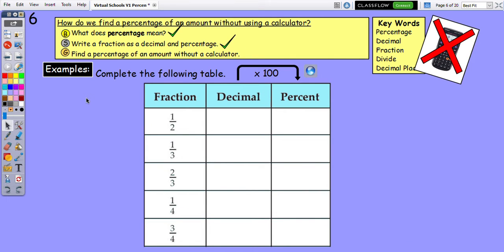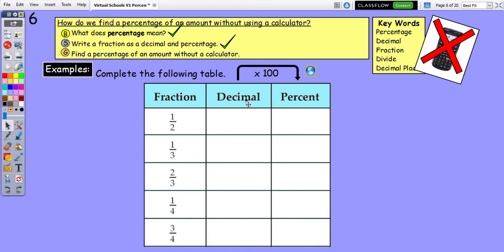So we've done the first outcome: what does percentage mean? We're now going to have a look at writing a fraction as a decimal and a percentage. It's always good practice to be able to convert between fractions, decimals and percentages. Technically we should all know what a half is as a decimal and a percentage.